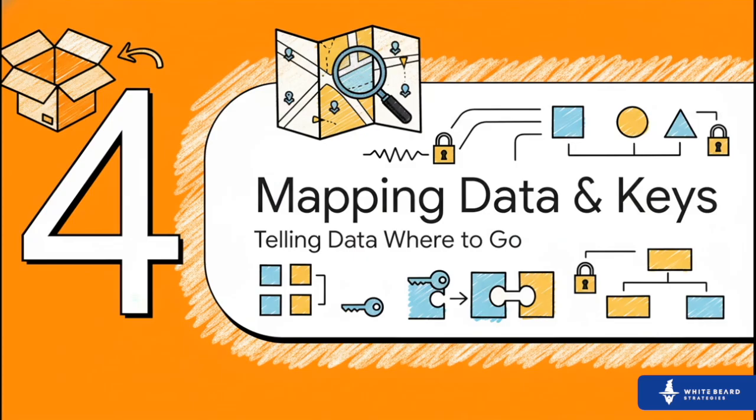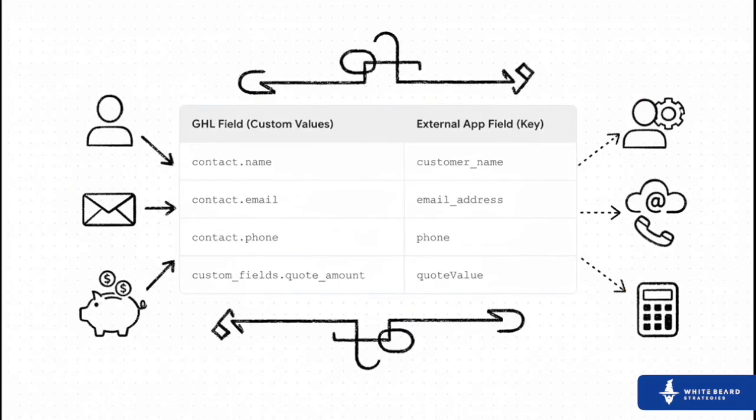That URL, it's like a special private mailbox just for your data. Okay, so we've told GHL where to send the package. But now for the crucial part. We have to make sure the app on the other end can actually open up that package and understand what's inside. This step is called mapping. This, right here, is probably the most important part of the whole setup.